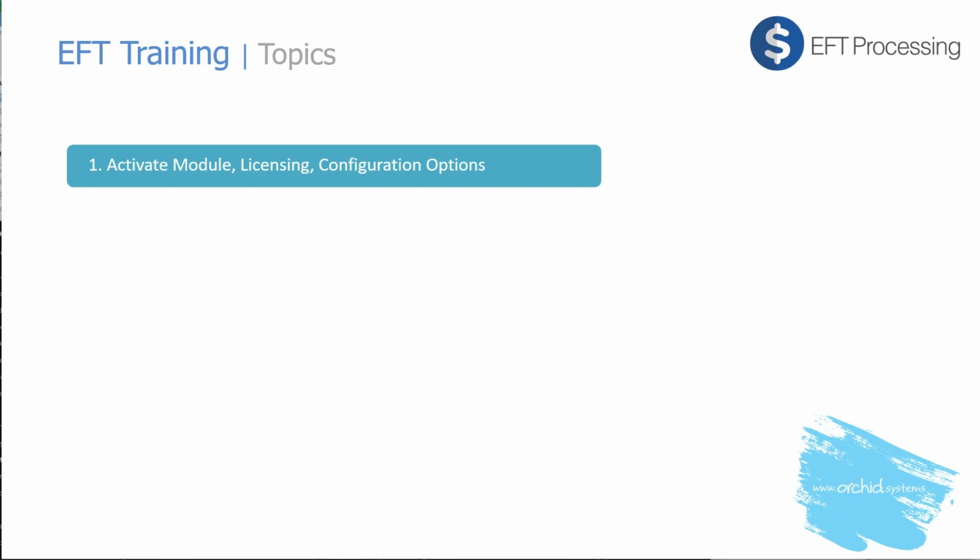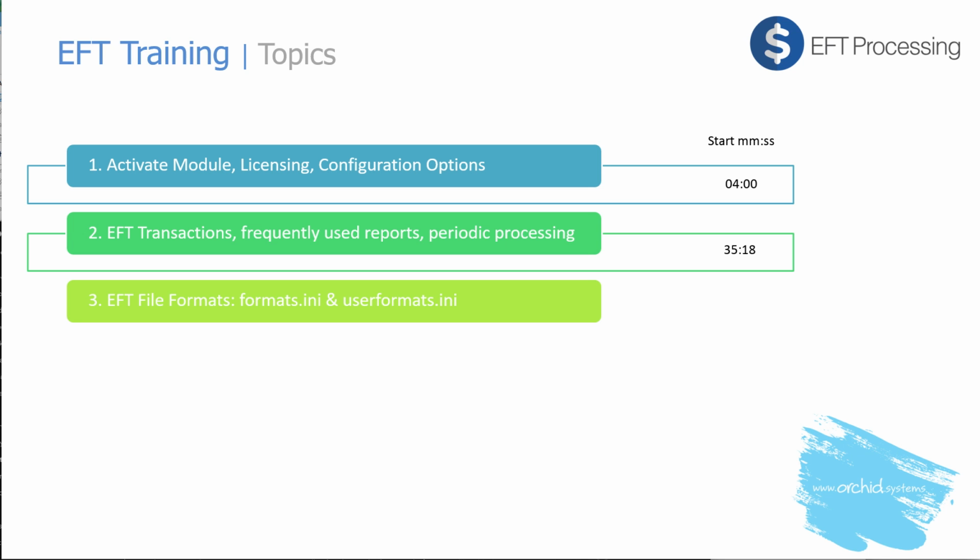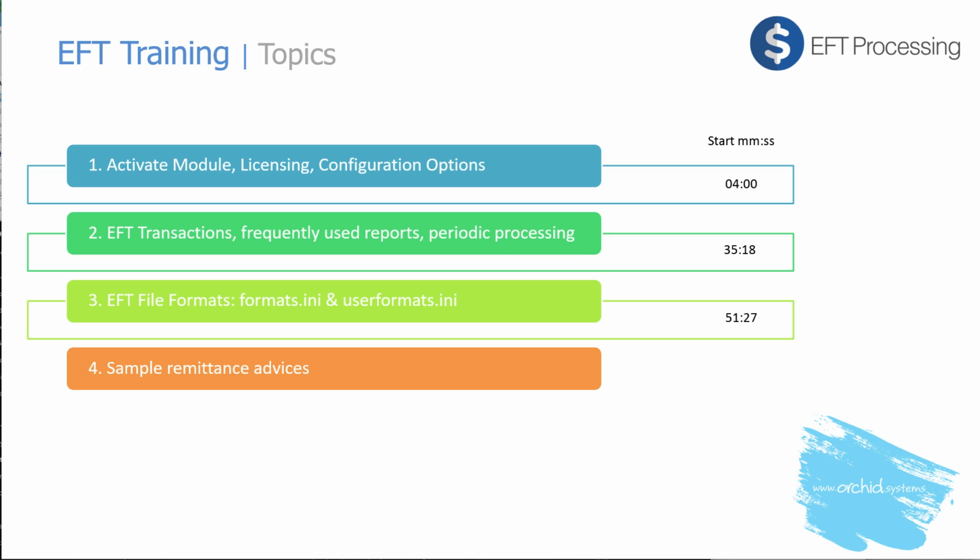In this training video, we're going to first activate the module, look at the licensing, and run through the configuration options. Then we're going to look at the EFT transactions, the frequently used reports, and the options in periodic processing. We're also going to review the EFT file formats and discuss how and when you'd use a user format. And we're going to look at the sample remittance advices for vendors, customers, and AR refunds.